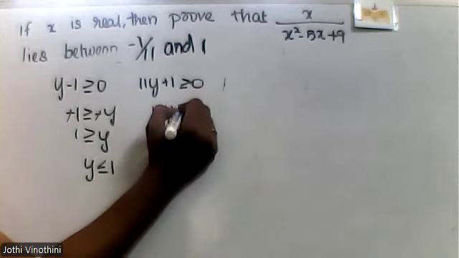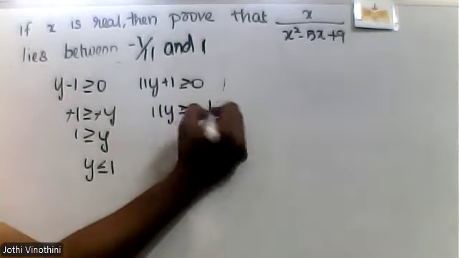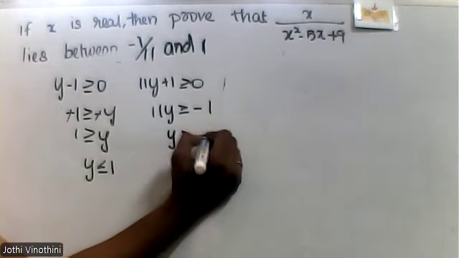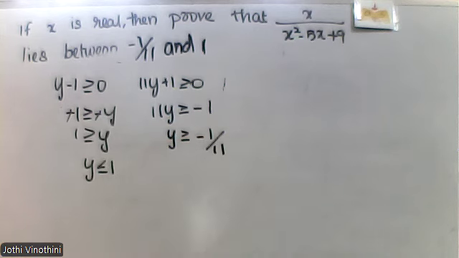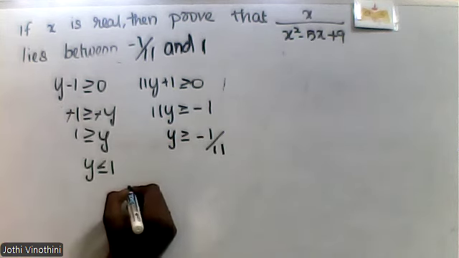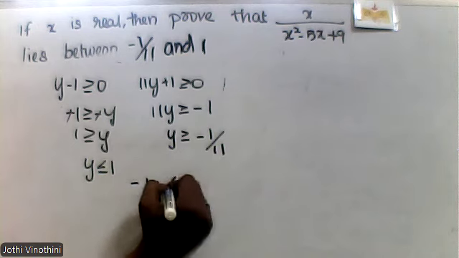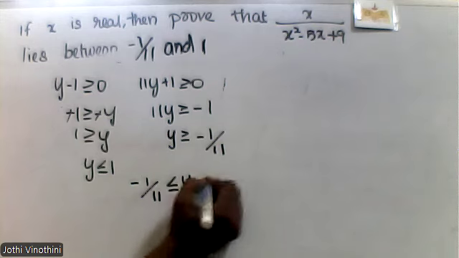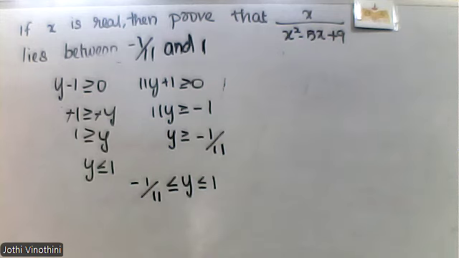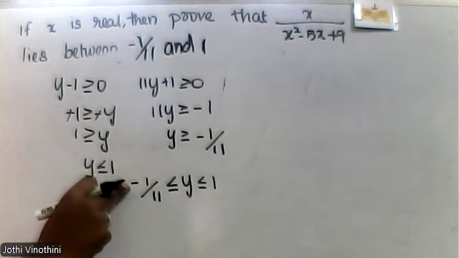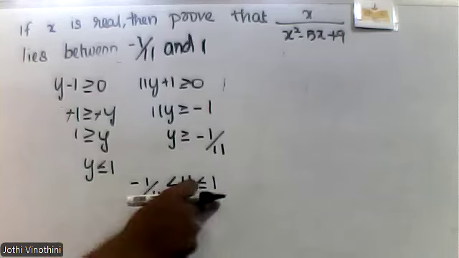Okay, 11y plus 1. I'm going to take this 1 to the other side, so it becomes minus 1. So y must be greater than or equal to minus 1 by 11. Okay, so we can write minus 1 by 11 less than or equal to y less than or equal to 1. Right? From this, we can say y lies between minus 1 by 11 and 1.